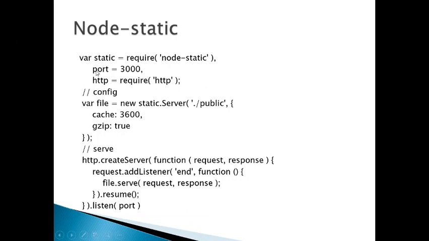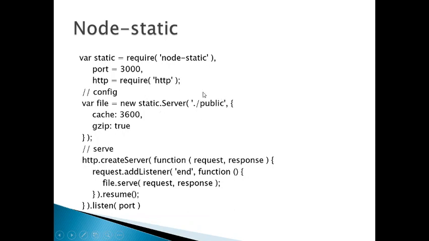Then we are defining a variable port with 3000. We are requiring the HTTP server, that is a default module. Then we are declaring a file variable. The file variable is actually a new static server. We are defining the new static server with three properties.